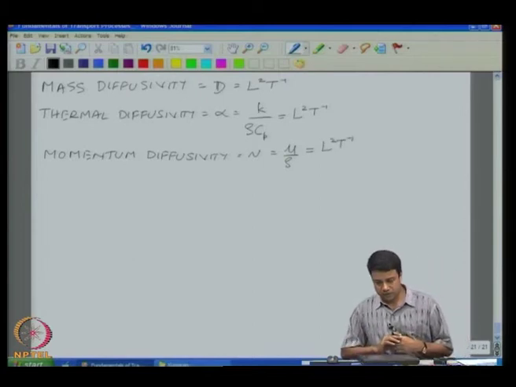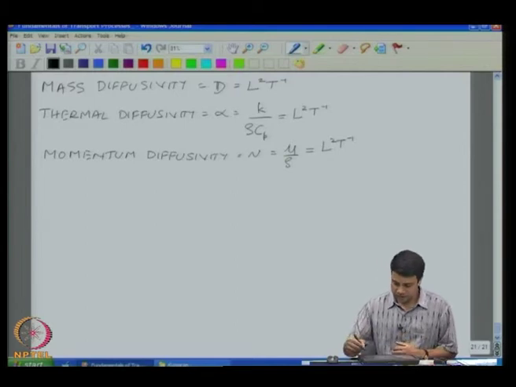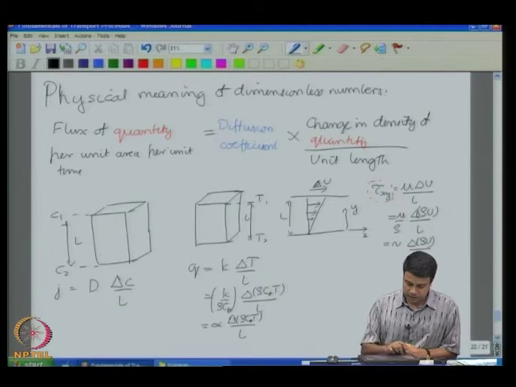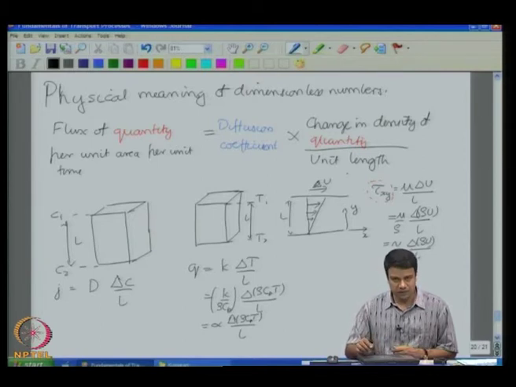So, all diffusion coefficients of any quantity have dimensions of length square time inverse, provided I express the flux of that quantity in terms of the change in the density of that quantity per unit length. We will see later that this change in density per unit length can be written as a gradient.